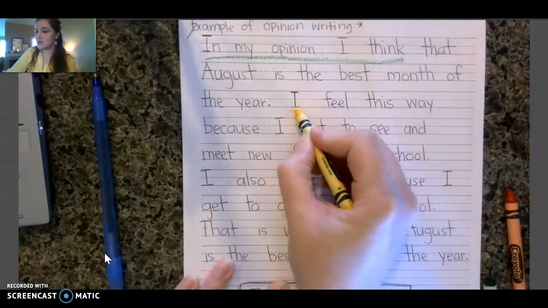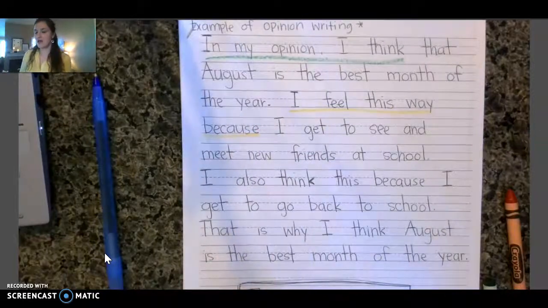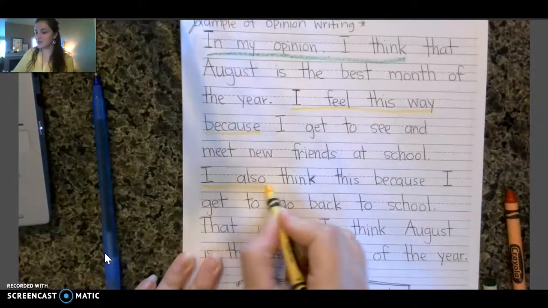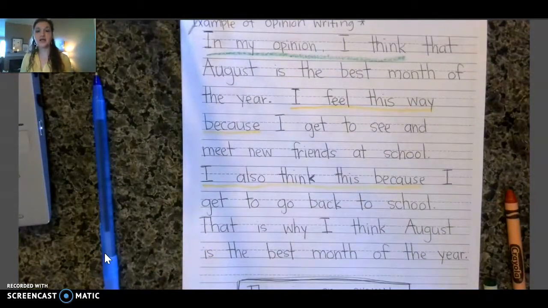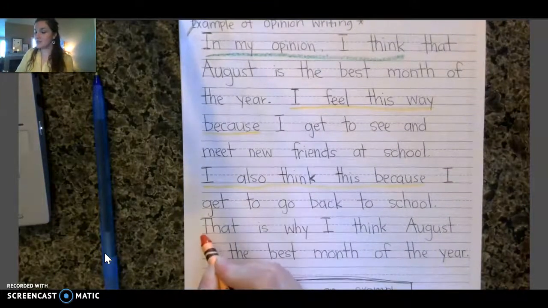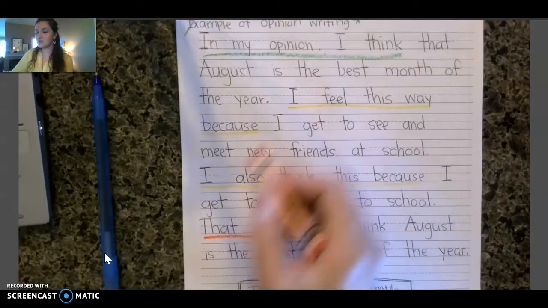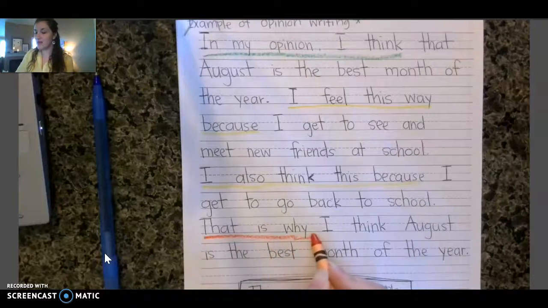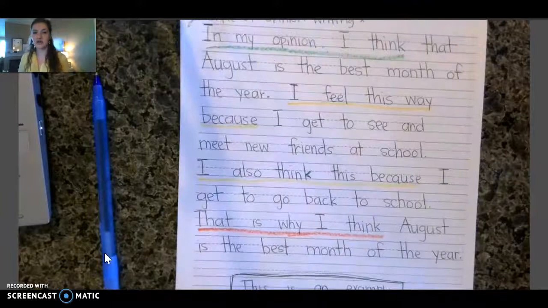So we slow down here to say, I feel this way because, and then the second time we say, I also think this because. Okay, so we have 2 different ways to slow down and share our thinking. Okay, and then our conclusion is where we restate what our opinion was. Okay, and we explain that is why. Okay, so that's telling, go back to those reasons we gave. That is why, and then restate that opinion, I think. And then we can finish it off, okay?